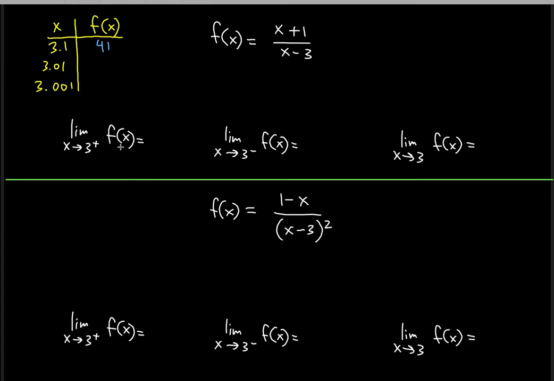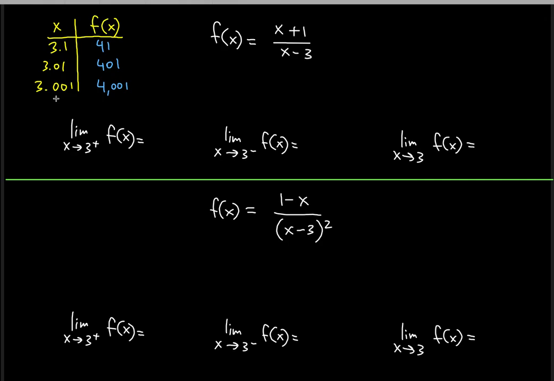Now in the second case, I'm going to plug in 3.01 plus 1 and divide it by 3.01 minus 3, and I'm getting 401. And of course, logically, I should get probably 4001 because of the zeros here, and I can just test that. 3.001 plus 1 divided by 3.001 minus 3. Yep, 4001.